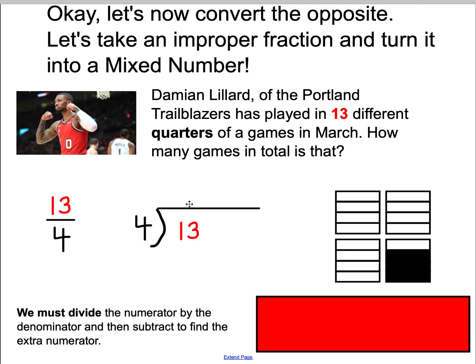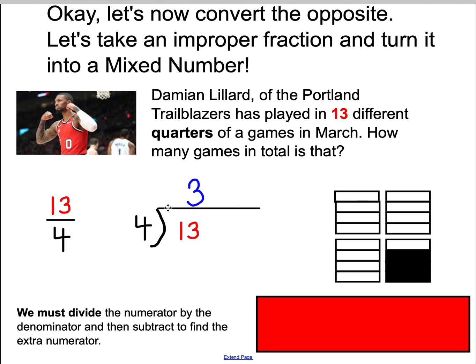So how many times can 4 multiply into 13 without going over? 4 times 2 is 8. 4 times 3 is 12. 4 times 4 is 16, so it's not going to be 4. You're right, it's 3. He played 3 games. So I'm going to use these to indicate 3 games. 1, 2, 3. 3 wholes.